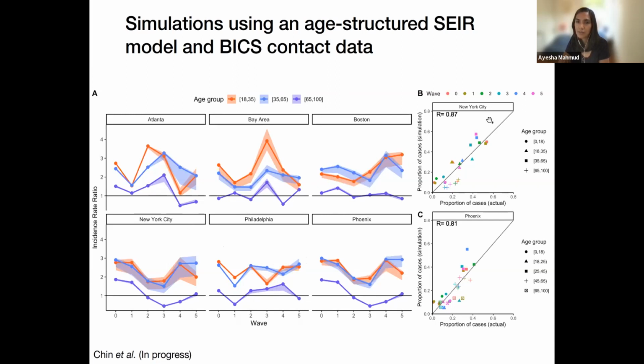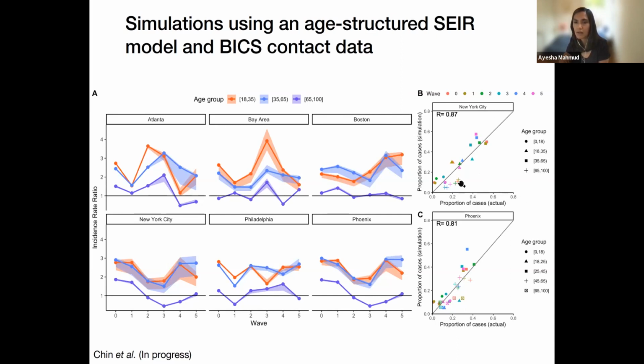And then we made an attempt to match it to whatever data we had available. It's a little bit hard to get city-specific age-structured case data, particularly over time. It's a lot easier to get that at the state level, but we managed to get it for a few cities. So we've done this for New York and Phoenix, and I'm not showing the results here for Boston and Atlanta, but they look very similar. Essentially, this is our proportion of cases in each age group by survey wave in our age-structured simulation, and this is the observed actual proportion of cases. So we see we match it pretty well.